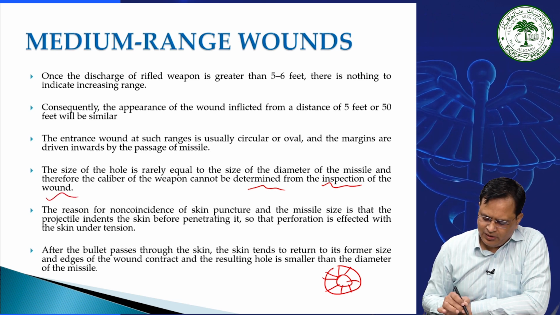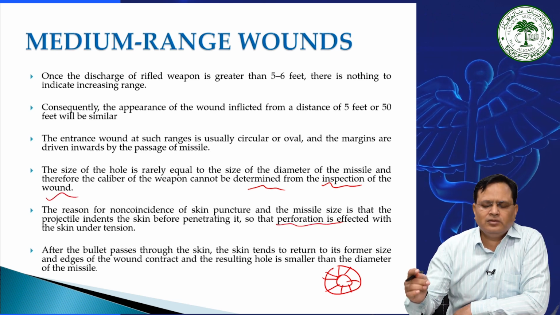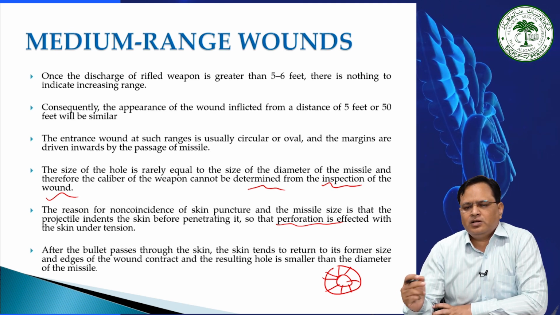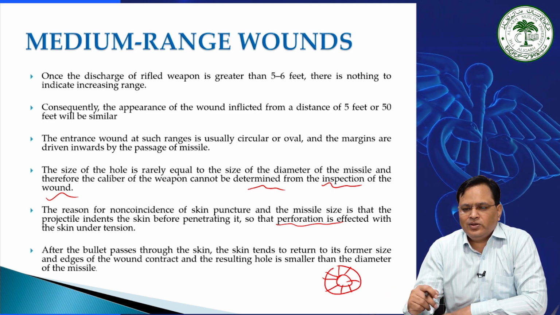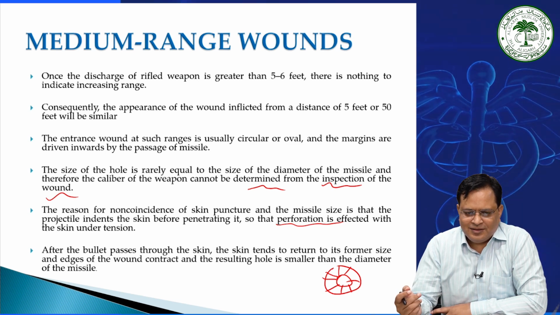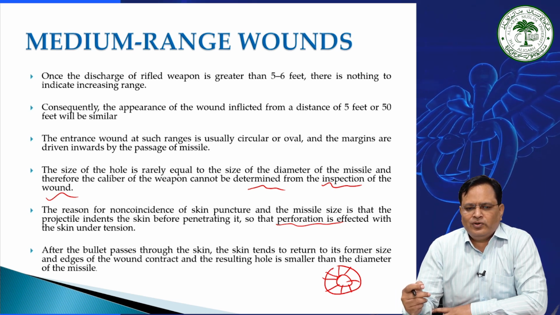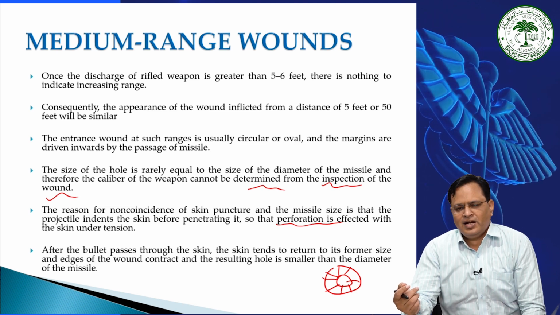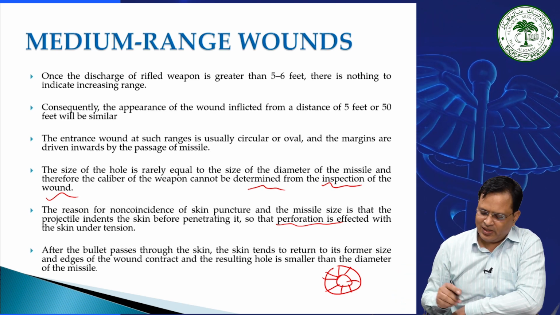The reason is the recoiling or retraction of the tissue. After the bullet passes, the skin tends to return to its former size. As I already told you, the edges of the wound contract, resulting in a hole smaller than the diameter of the missile or the bullet.